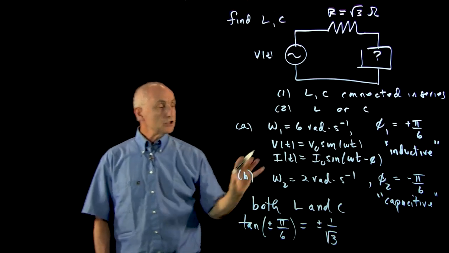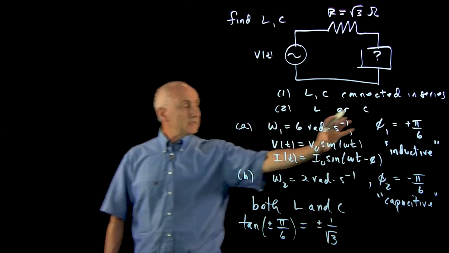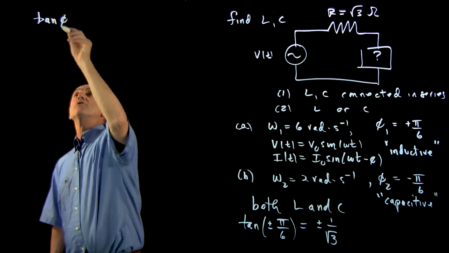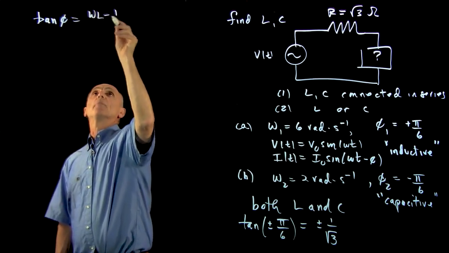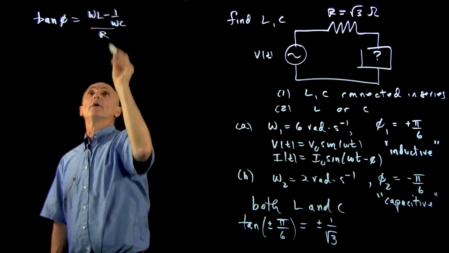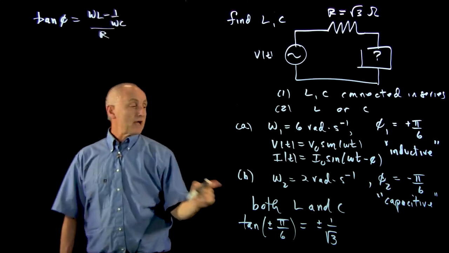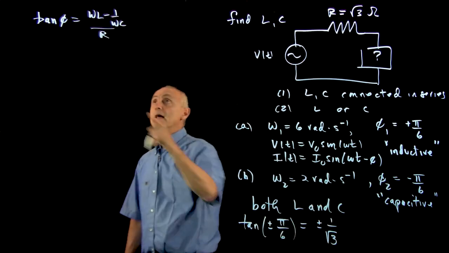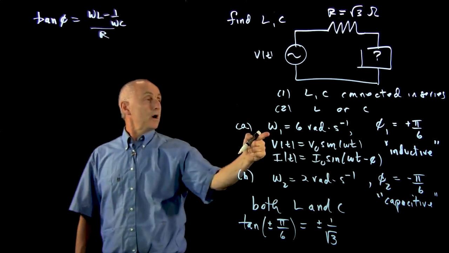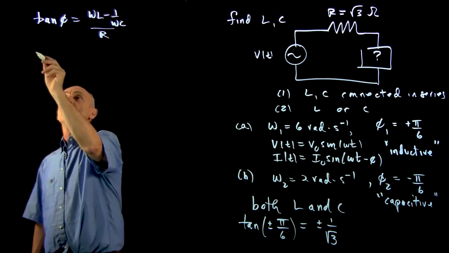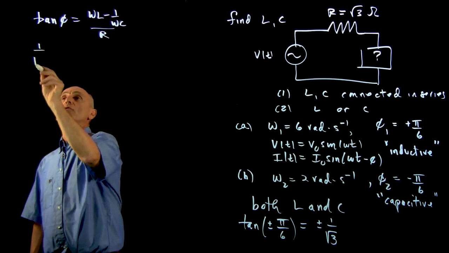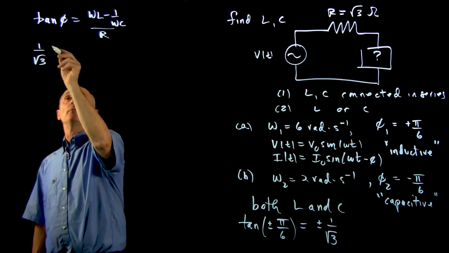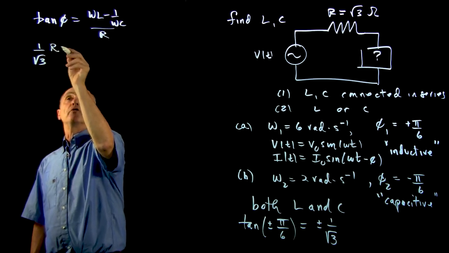Now, what I'd like to do is find L and C. And I have two conditions here. I've been given the phase values for both of those conditions. And I know in general that tangent of phi is omega L minus 1 over omega C, divided by R. And so now you can see why I've chosen R equal to root 3 ohms. For the case omega 1, when the phase is positive, I have 1 over root 3. And I'm going to bring my R over to the other side in a moment. So let's just put the R over here.